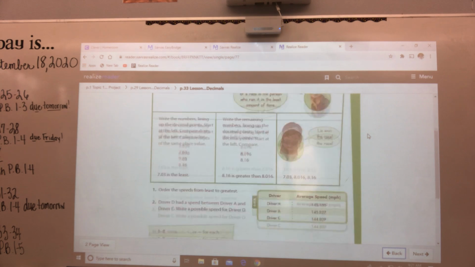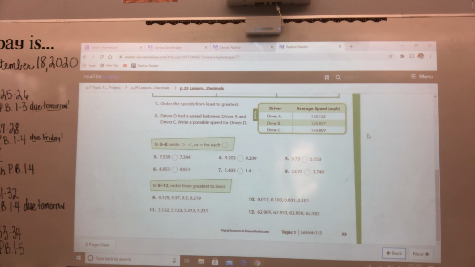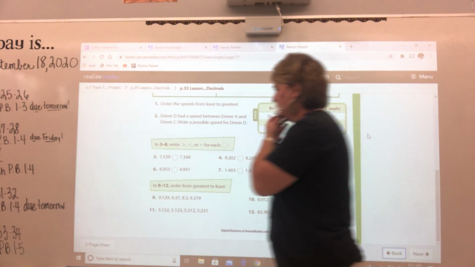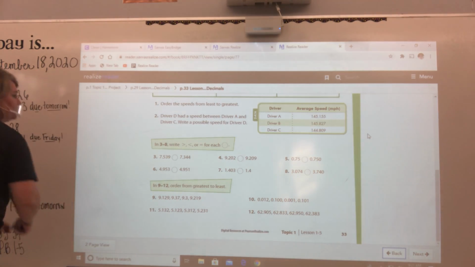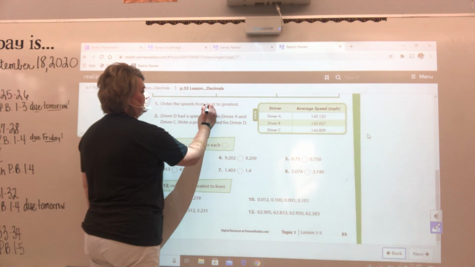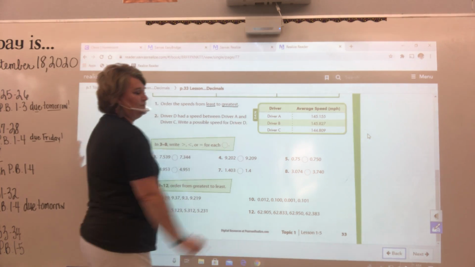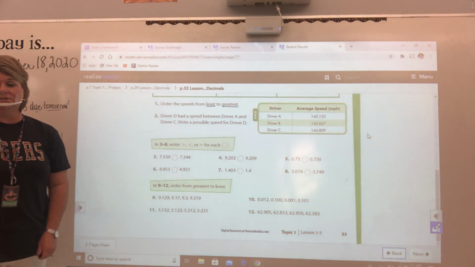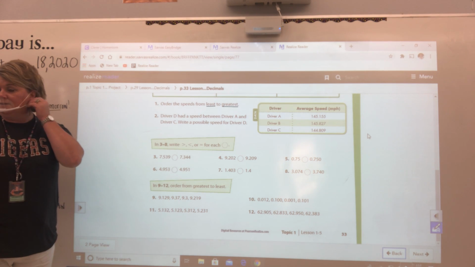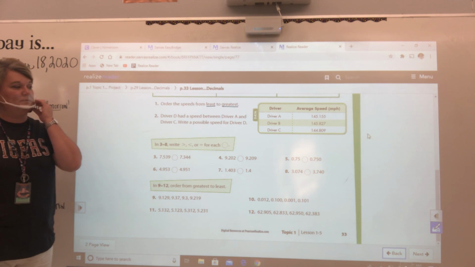So, I'm not going to do very much on the front with you at all, but I'll do the first one. Okay, here we go. Number 1. It says, order the speeds. This is so important because they're going to try to trick you later on this very page, so you better underline the words least to greatest. Least means smallest, all the way to the biggest.